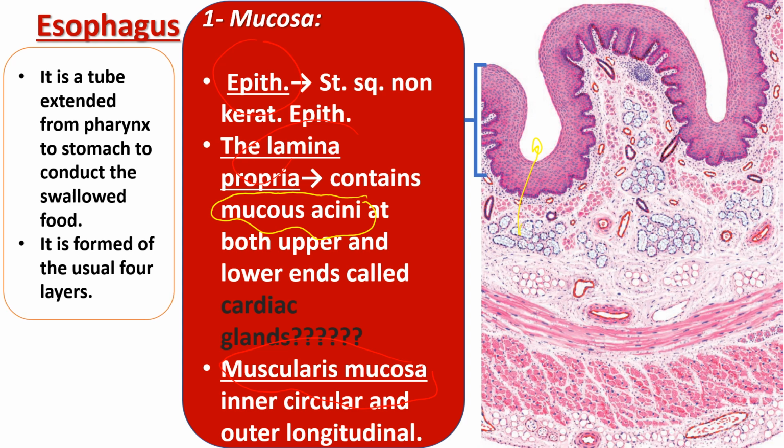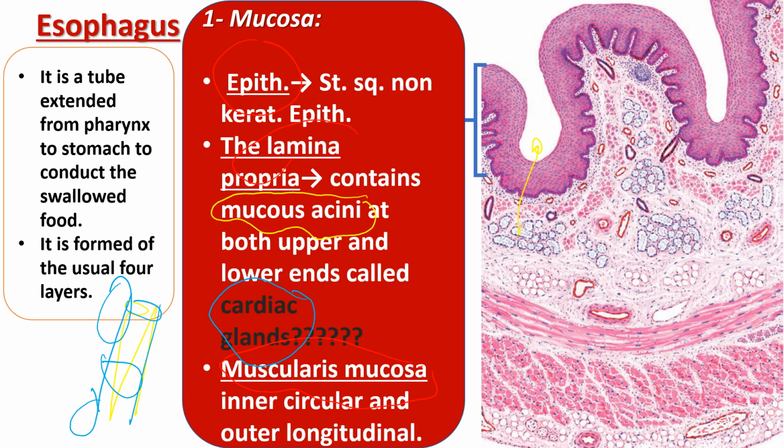Where can we find this mucus acini? We are going to classify our esophagus into three parts. The upper part, which is related to the pharynx, the lower part, which is related to the stomach, and the middle one. In the upper part and lower one, we will find this mucus acini at both upper end and lower end. This mucus acini will be called cardiac gland.